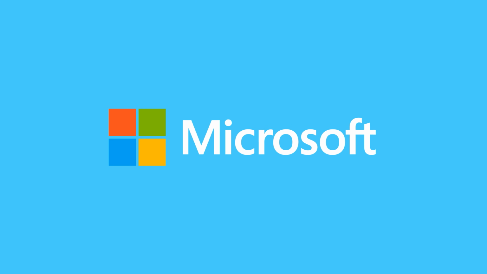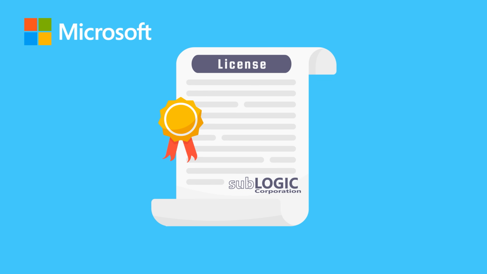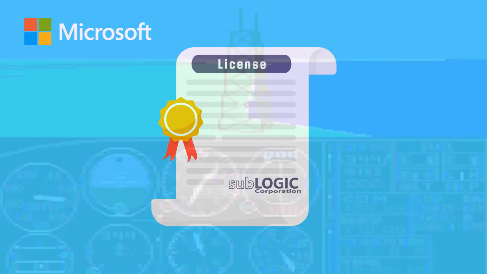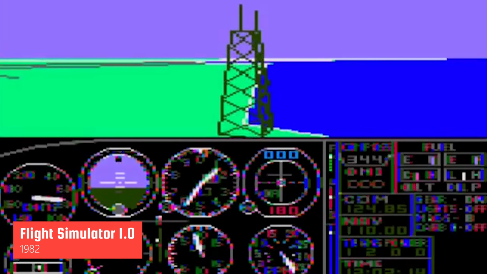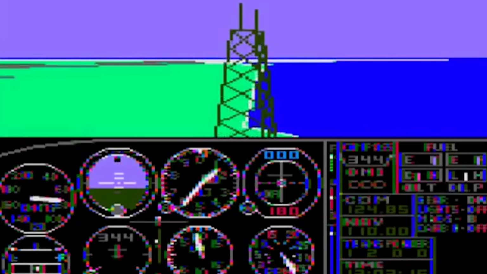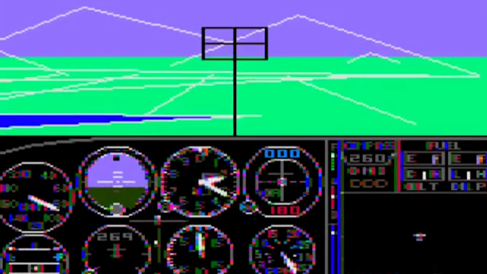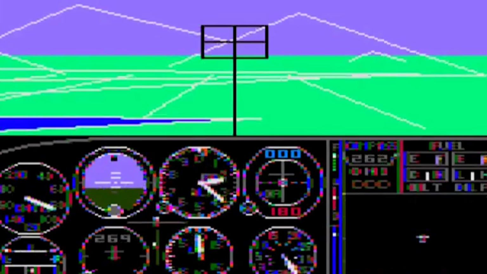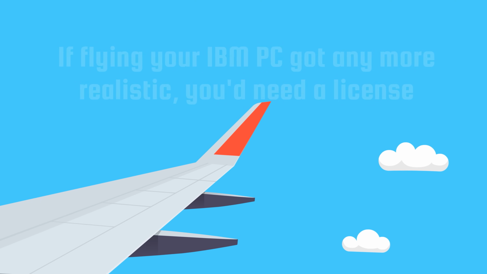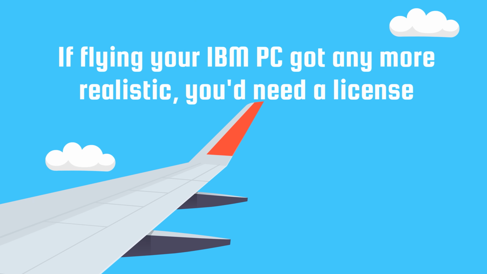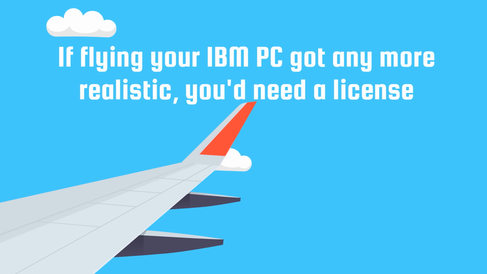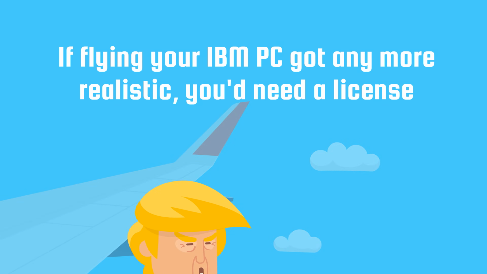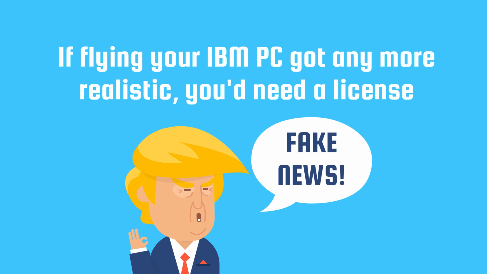Microsoft gained interest and obtained the license from Sublogic to create the first Microsoft Flight Simulator in 1982, also referred to as Flight Simulator 1.0. It featured improved graphics, with color this time, variable weather, and the time of day. Advertisements boldly claimed if flying your IBM PC got any more realistic, you'd need a license. Yeah, I don't think so.